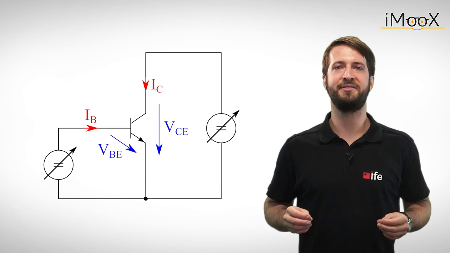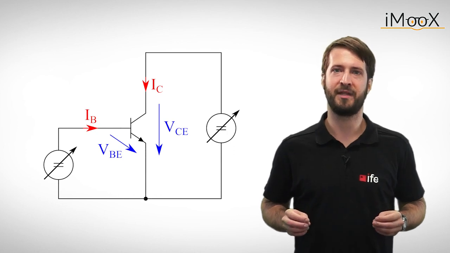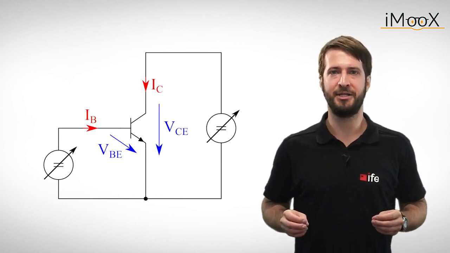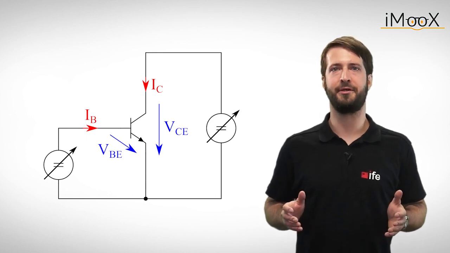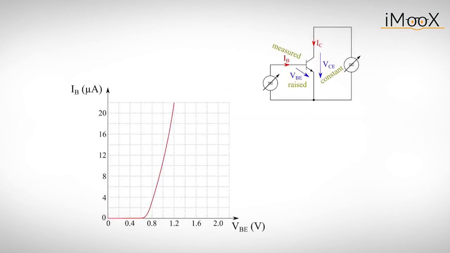In order to get a better understanding of the behavior of the bipolar transistor, we have to do a variety of measurements. So let's consider the following measurement arrangement to derive some dependencies of the transistor. The circuit consists of an NPN transistor and two variable voltage sources to control the base emitter voltage VBE and the collector emitter voltage VCE. For our first measurement, we keep VCE constant and slowly raise the base emitter voltage VBE. We measure the base current IB as we do so and get to the so-called input characteristic of a bipolar transistor.